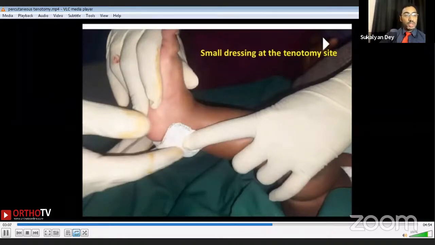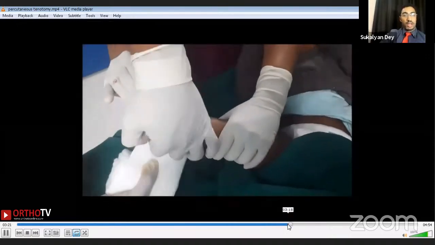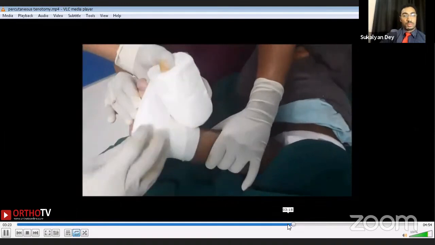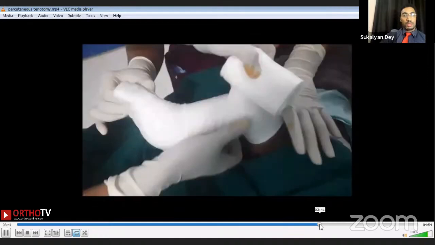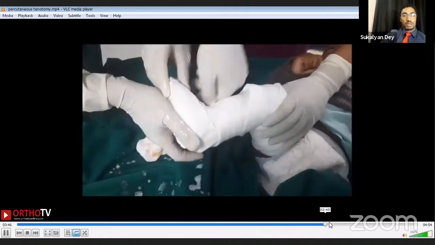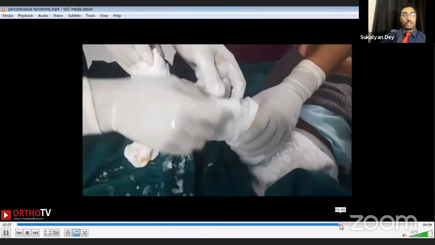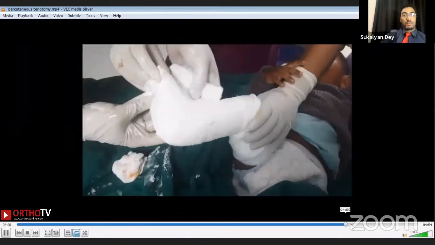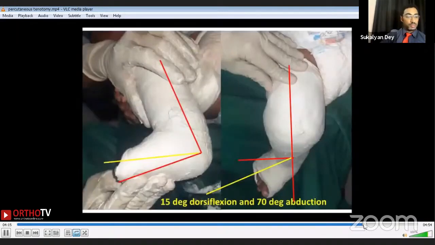We apply an orthopedic cotton wool, taking care not to dislodge the dressing, and we apply a very snug fit plaster, first below the knee and then going up to the groin. We can fast forward it. Okay, so this is how we are applying the plaster. The final position of the foot should be 15 degrees of dorsiflexion and 70 degrees of abduction.